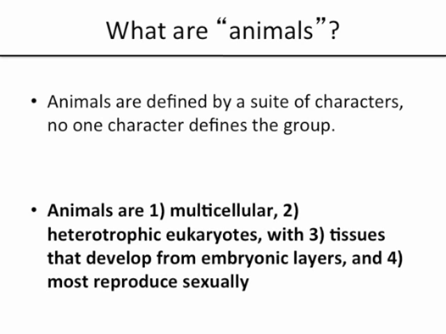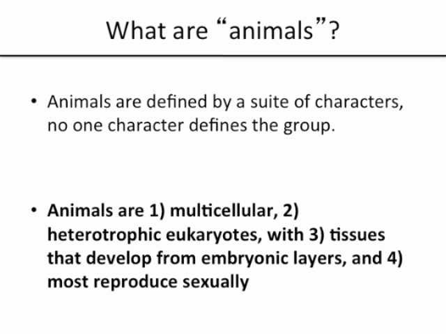And number 4, most of them reproduce sexually. There are exceptions. There are some animals that can switch between sexual and asexual reproduction, but most of them do. So that's probably not a very good character for defining an animal. So really, the first 3, multicellular, heterotrophic eukaryotes that have tissues that develop from embryonic layers, not a very clear-cut definition, not something you would go and tell your neighbors about, but those are what we use to define animals. Okay, so it's not a very straightforward kind of thing.